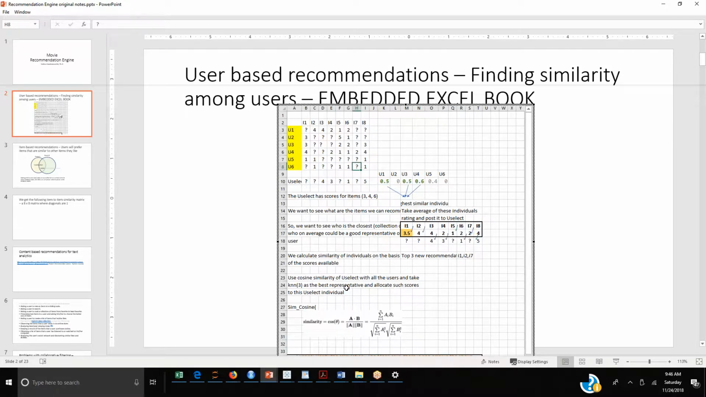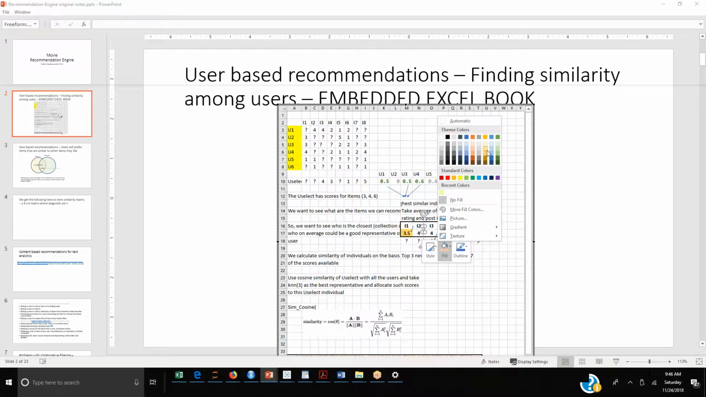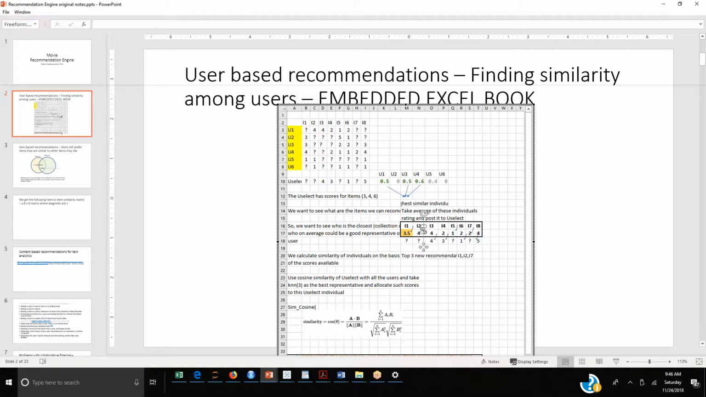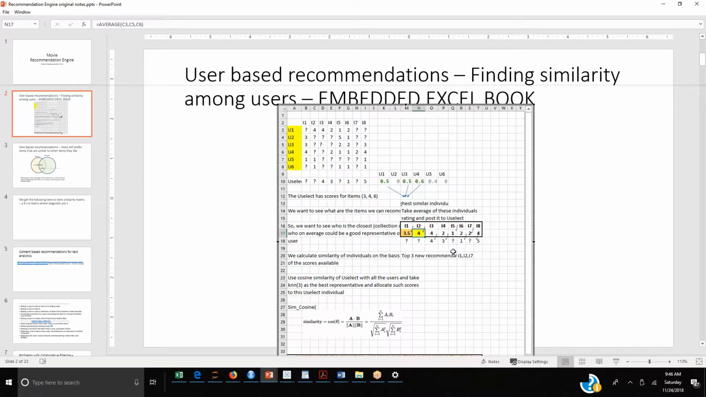Finally, I7. In I7 there is one value, 2. So I put that as 2. Now you got it? Everybody got it? How I got the answers? One, 2, 3.